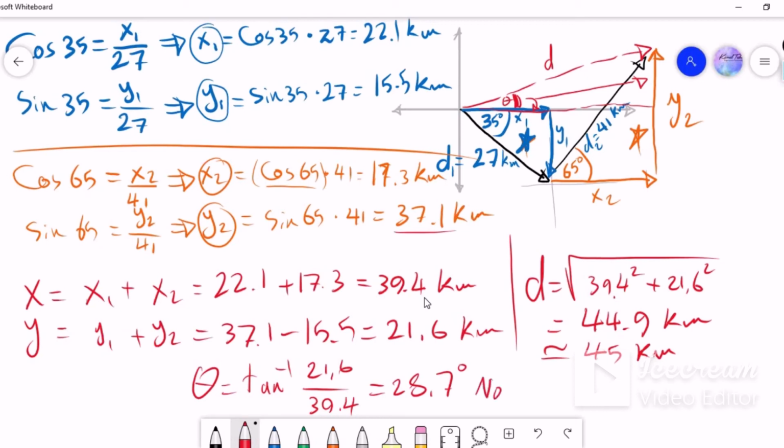Okay, north of east. That is the first problem. I hope you understand this one. Let's answer another one to understand more.